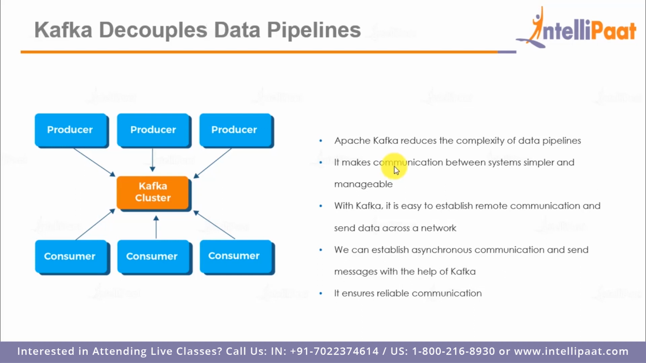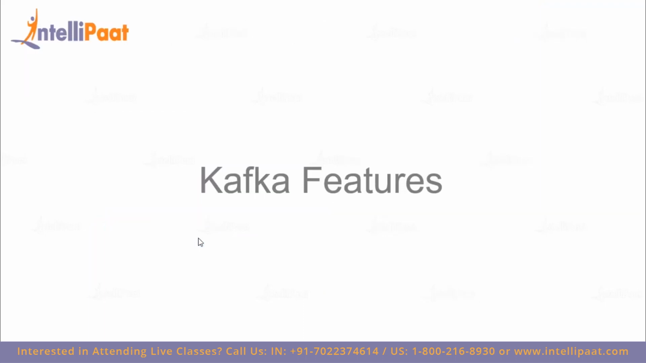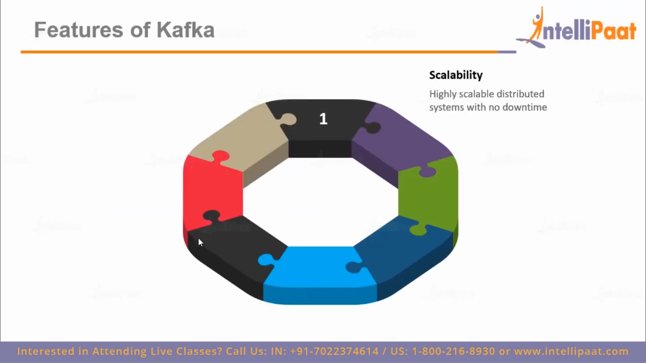So what do I mean by asynchronous communication? This basically means that the producers over here keep on sending the messages in the form of a stream to the Kafka cluster, and they do not have to wait for an acknowledgement from the Kafka cluster. These producers will keep on sending the messages which would be stored in the Kafka cluster, and they would be consumed by all of these consumers over here. So this ensures that there is reliable asynchronous communication between all of the producers and all of the consumers. Now let's go ahead and look at all of the Kafka features.